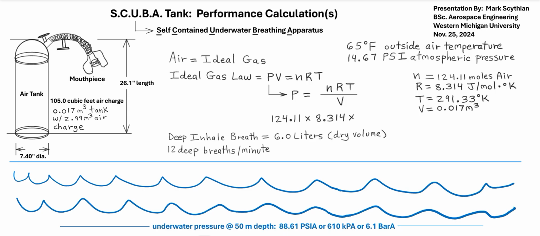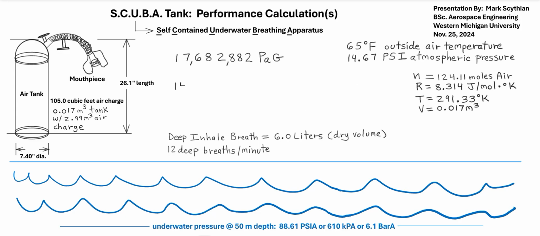So when we multiply nRT and then divide that value by the V component, we calculate a gauge pressure of 17.68 megapascals gauge pressure, and then we can just add the atmospheric pressure in pascals to that value to calculate the absolute pressure of the compressed air charge.